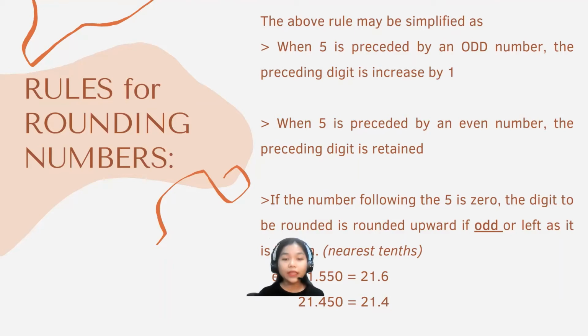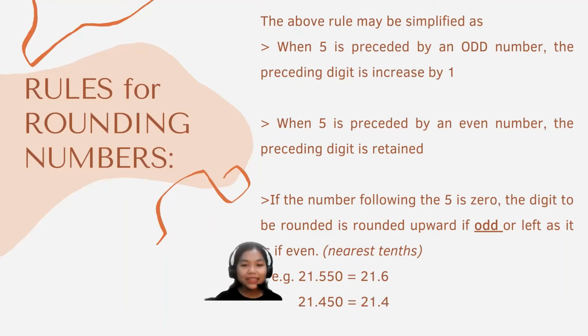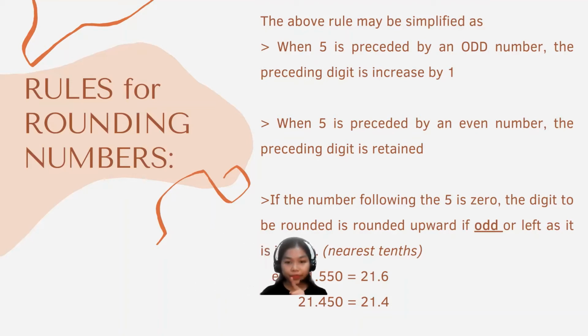And of 0.000, the last 0 is thousandths. Because it's like this, 21. So place value of 20 is tens. The place value of 1 is ones. So 20 plus 1, 21. Yes, easy as that. So going back to this example again, nearest tenths. So 21.550, the nearest tenth is this one, 5.